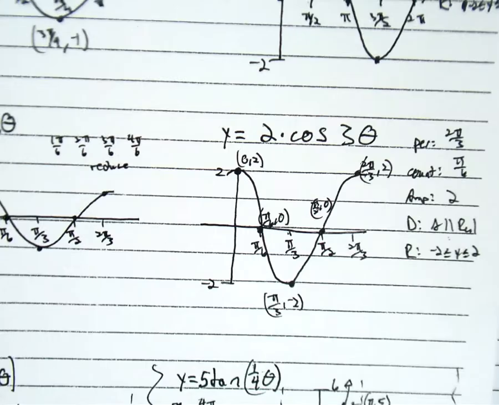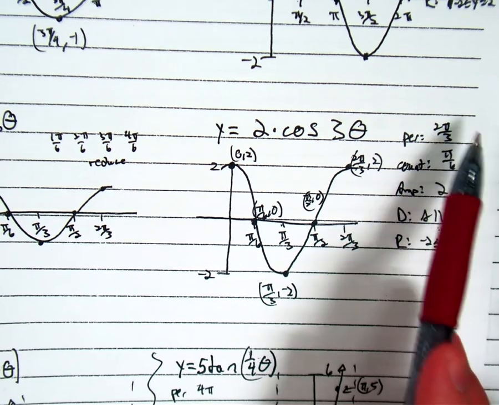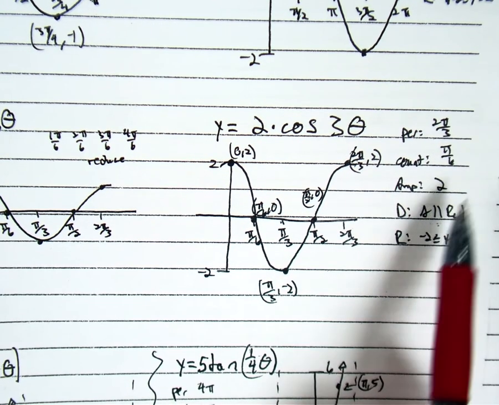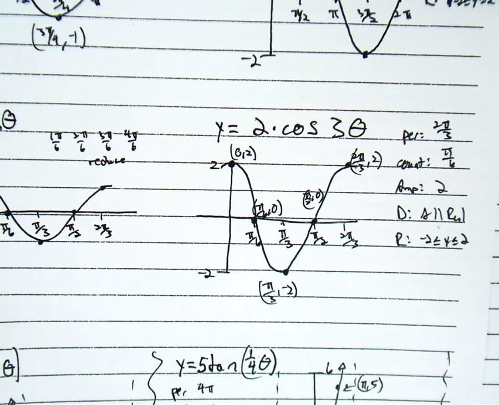Okay, and you should have this answer key. It's going to look like that. So this is still the same. Boom, boom. Amplitude is 2. Domain is still all reals. Just that we're going from 2 down to negative 2. It's much steeper.